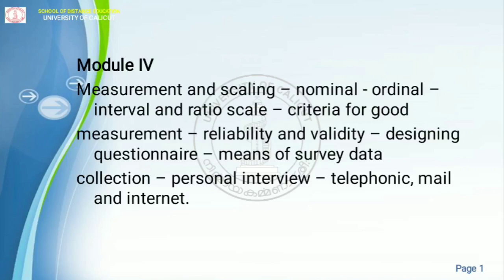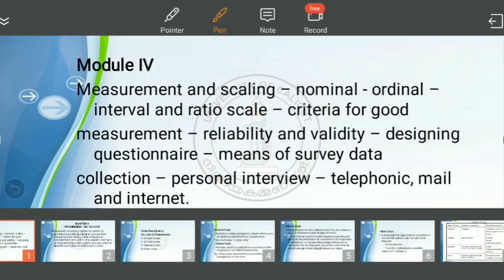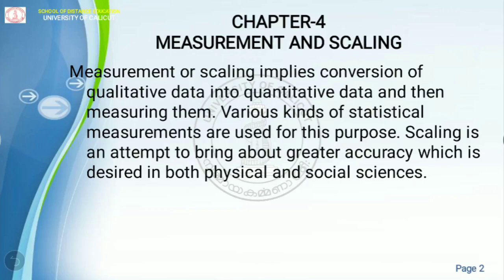The fourth module of our subject includes measurement and scaling: nominal, ordinal, interval, and ratio scale, and criteria for good measurement, reliability, validity, designing questionnaire, means of survey data collection, personal interview, telephonic, mail, etc. So measurement and scaling. Measurement or scaling implies conversion of the qualitative data that is already collected, converting the qualitative data into quantitative data.